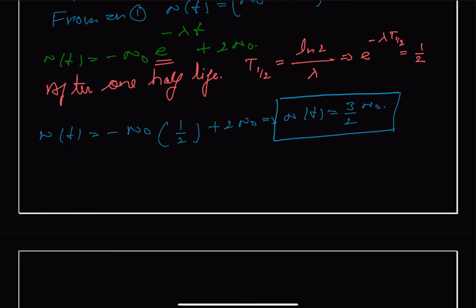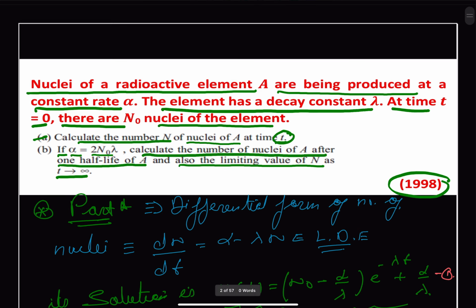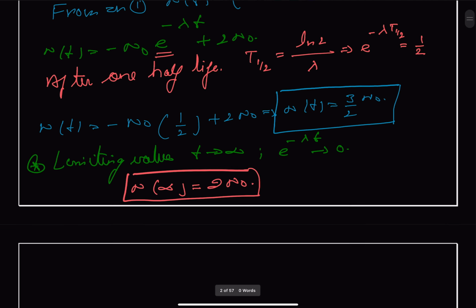So for the limiting value, as t tends to infinity, e raised to power minus lambda t tends to 0. So we get n of infinity is equal to 2 times n0. So this was the limiting value. Next question.